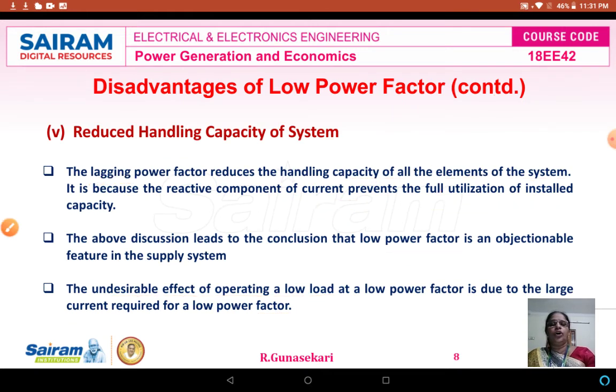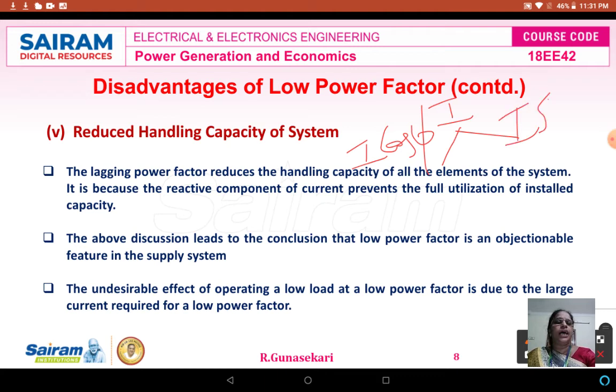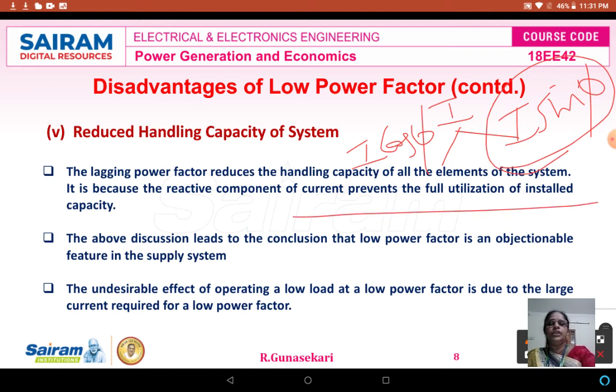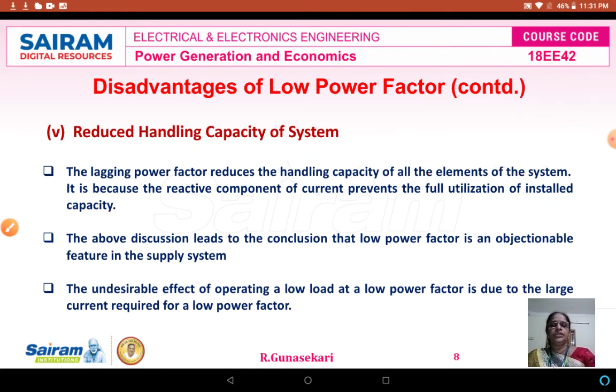What is the reactive component? The active component of the current is I cos phi, and the reactive component is I sin phi. The reactive component of the current, I sin phi, prevents the full utilization of the installed capacity. Therefore, a low power factor means the handling capacity of the power system is reduced. So these are the disadvantages of low power factor.